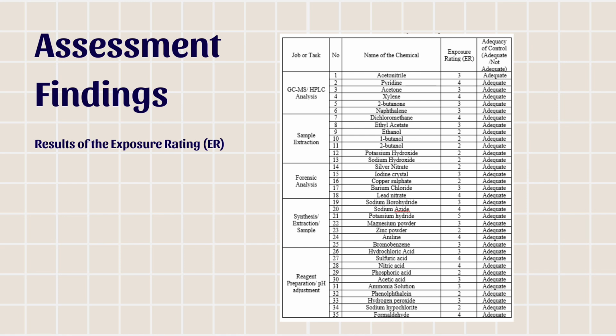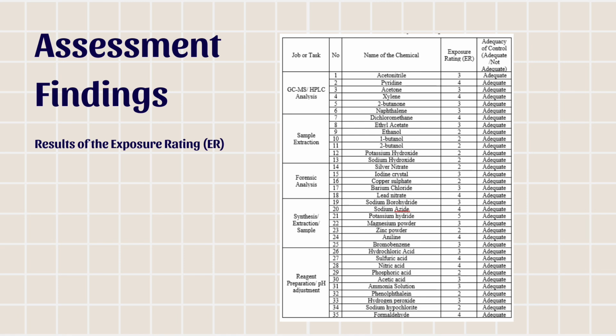The chemicals were divided according to the laboratory activities such as GCMS or HPLC analysis, sample extraction, forensic analysis, synthesis, reagent preparation, and pH adjustment. Most of the exposure ratings range between 2 and 4.